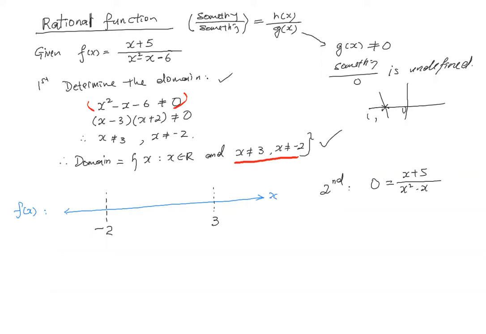Oh, yeah. So a fraction equal to 0, that means the top is 0, correct? Because if I bring this over, it multiplies, I still will get 0, am I right? Yeah. So what is the x-intercept? X equals negative 5.